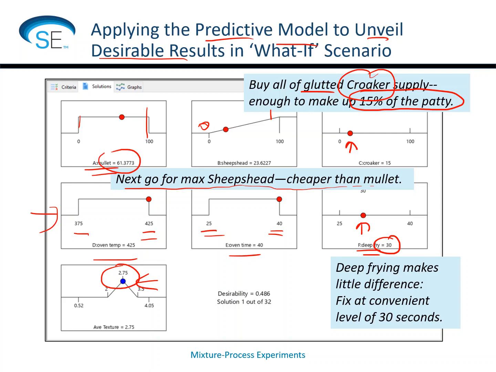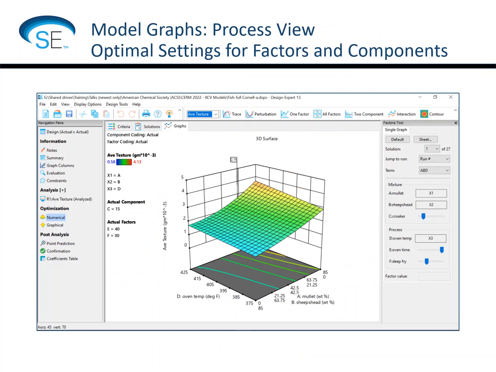If we put in 61.3773, or approximately 61%, of mullet, we can then get as much sheepshead as possible while maintaining the croaker at 15%. So this is a very successful approach to contend with both the mixture and process variables. And then I've got a couple of model graphs to show you.